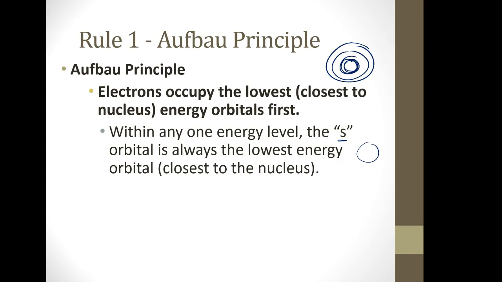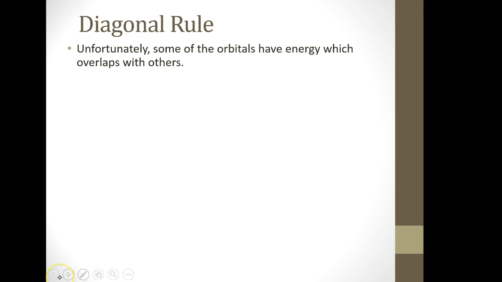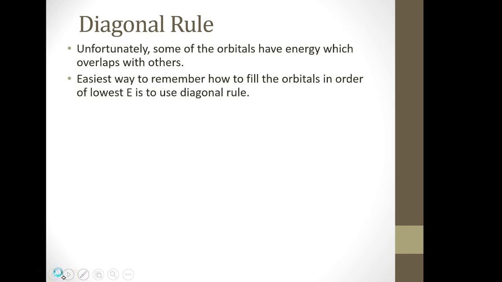So in my hotel, every floor has an S room. On the first floor, it's called the 1S room. On the second floor, it's called the 2S room. On the third floor, it's called the 3S room. And those are the rooms that fill up first in those floors. And then, unfortunately, it stops making sense. The orbitals overlap each other, and you get this rule to help you figure out the order they go in, because they don't go in numerical order, unlike my hotel.